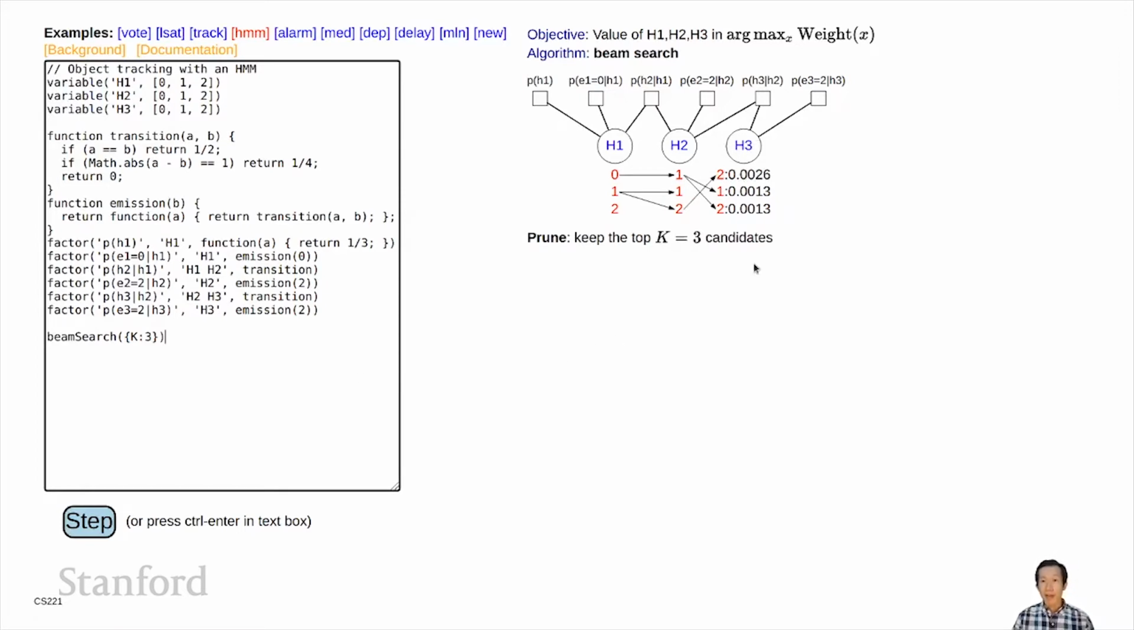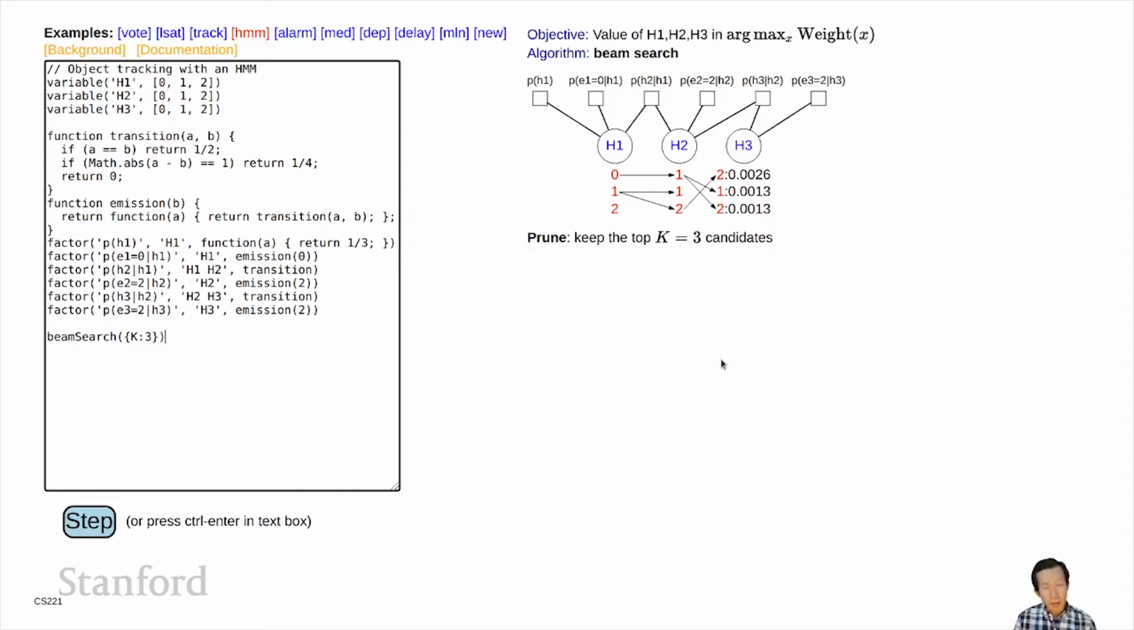And at the end, I get a set of particles. So here I have 0, 1, 2. I have 0, 1, 1. I also have 1, 2, 2. And each particle has some weight. Normally in beam search, we're interested in finding max weight assignments. So in this case, you would just return 1, 2, 2.